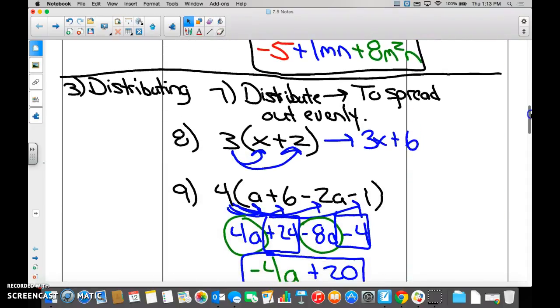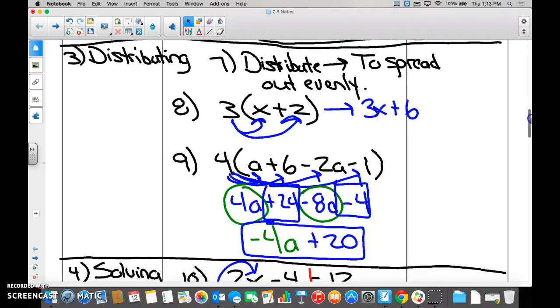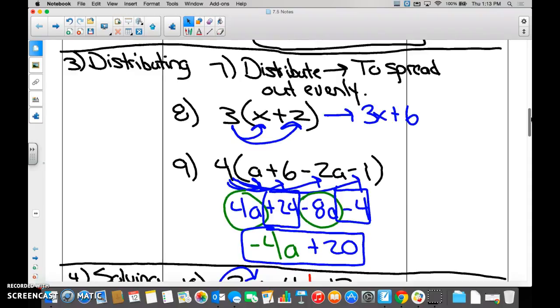When you distribute, you do what, everybody? Read the definition on the count of 3. 1, 2, 3. To spread out evenly. And distributing only involves what operation? Multiplication. And a really good hint that you should distribute would be that you're going to see what? Parentheses. And outside of the parentheses is going to be the number you're going to distribute. You multiply or spread out that number in front of the parentheses evenly to distribute through.